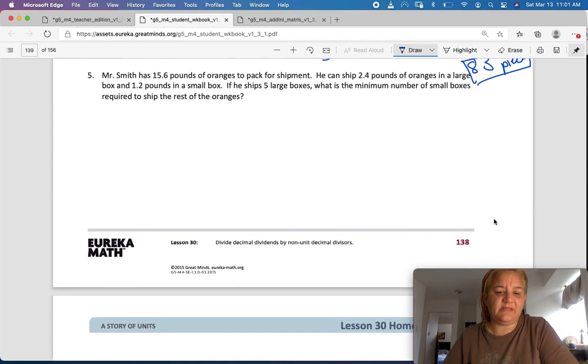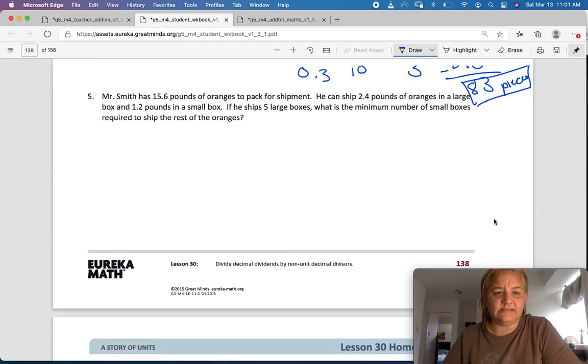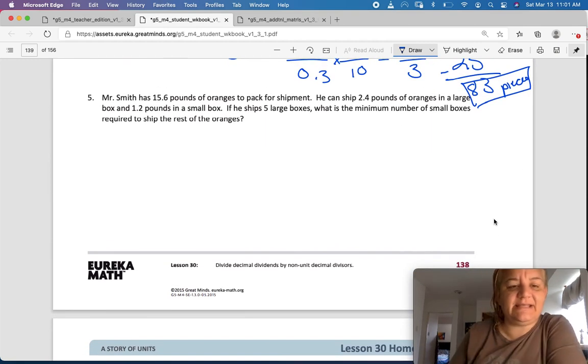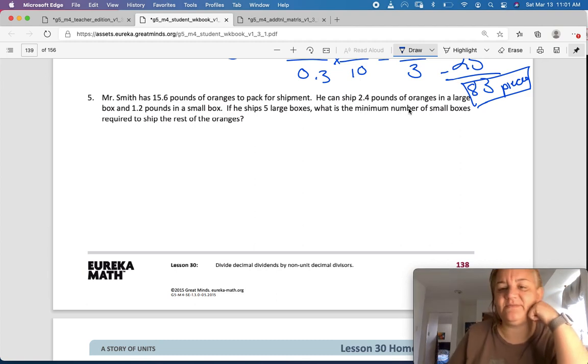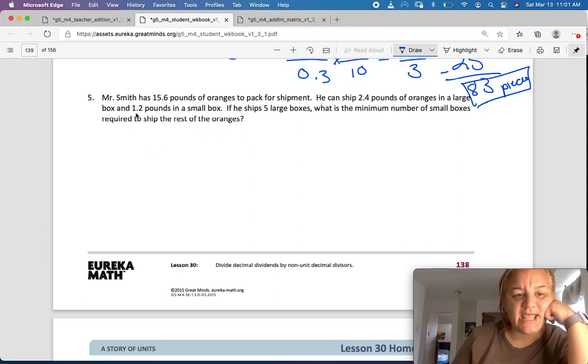Mr. Smith has, is this it? Yes. This is the last question. Mr. Smith has 15 6/10 pounds of oranges to pack for shipment. He can ship 2 4/10 pounds of oranges in a large box and 1 2/10 pounds in a small box. If he ships 5 large boxes, what is the minimum number of small boxes required to ship the rest of the oranges? So, okay, they're trying to trick us.